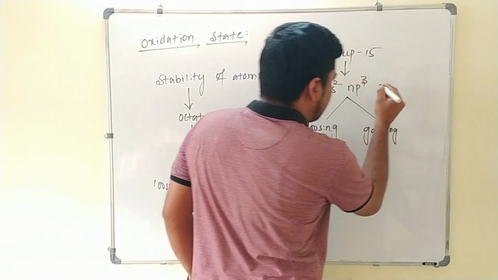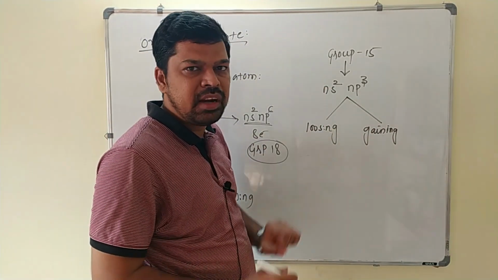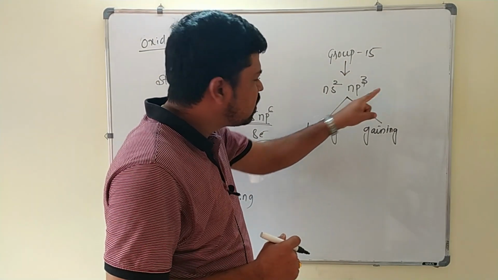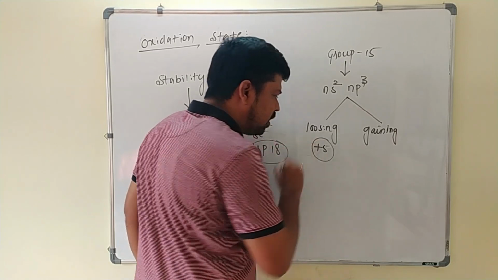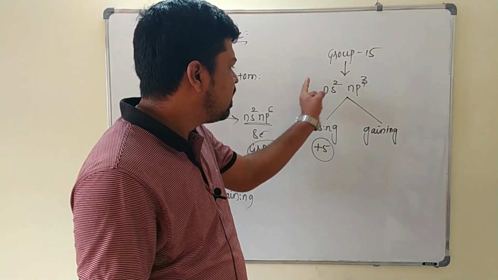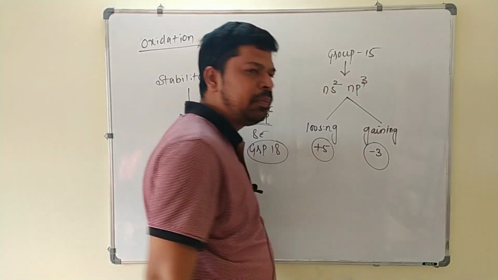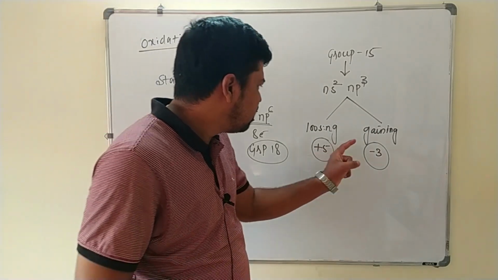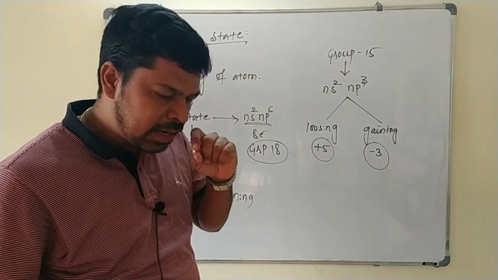If it gains 3 electrons, the total number of electrons becomes 8. Otherwise, if it loses all the electrons, then it achieves the nearest noble gas configuration. If it loses all the 5 electrons, then the oxidation state of the element will be +5. If it gains 3 electrons to achieve the octet configuration, then the oxidation state will be -3 here. Again, this gaining or losing of electrons depends on the size of the atom.